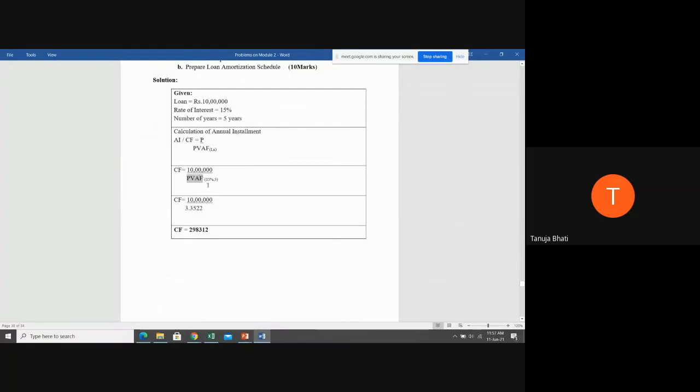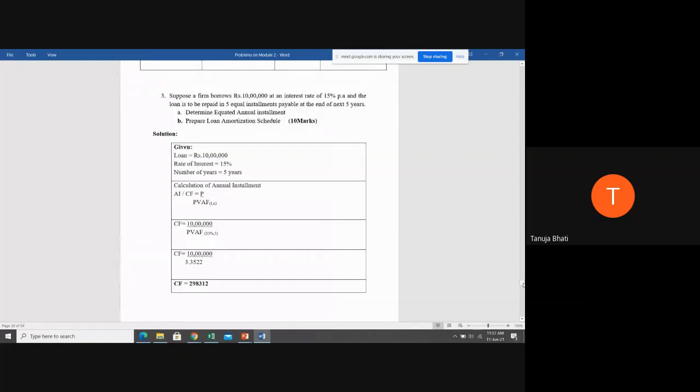If you use table number 2, this answer will go wrong, and if this answer goes wrong, your entire loan amortization schedule will go wrong. So you will easily lose 10 marks. That is the reason I keep revising that for present value, always remember table number 3 and 4 will be applicable. 3 for single cash flow and 4 for annuity. Is this clear to that particular student? Yes?